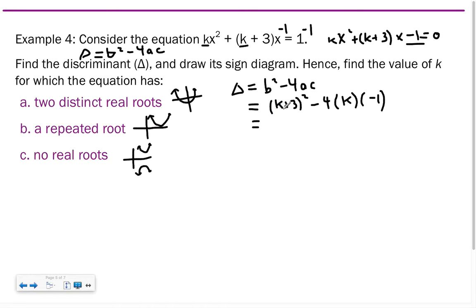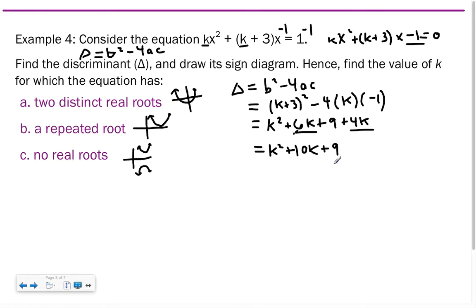So just simplifying this out a little bit, we've got (k plus 3) to the power of 2. So this is a binomial expansion. And when we expand that out by FOILing, we're going to get k squared plus 6k plus 9. That's all part of this (k plus 3) squared. On this end of the problem, we've got negative 4 multiplied by k multiplied by negative 1, which is going to give us positive 4k. We can then combine our like terms just to make this even more simple. So we've got k squared plus 10k plus 9. So we've found our discriminant. This is the discriminant, k squared plus 10k plus 9.